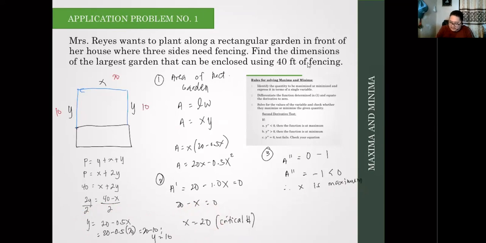Ngayon ang tanong, find the dimension. Okay? Dimension ang hinahanap. So anong pinaka-final answer natin pag dimension ang hinahanap? So kung dimension ang hinahanap, ito ay A is maximum pala. Okay? So kung dimension ang hinahanap, so yung size niya. Kung paano ba nire-refer ang dimension ng rectangle? Length times width pa din. So ang dimension natin will be 20 by 10. So this will be our answer for our first problem.